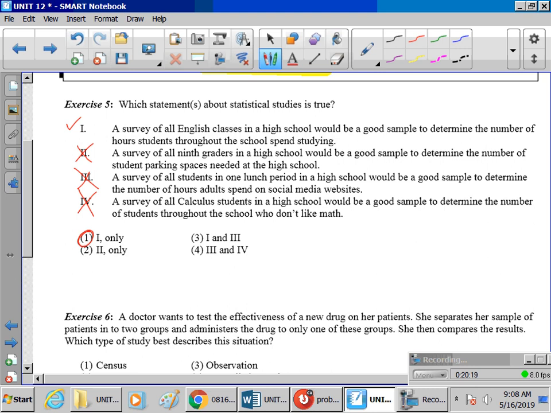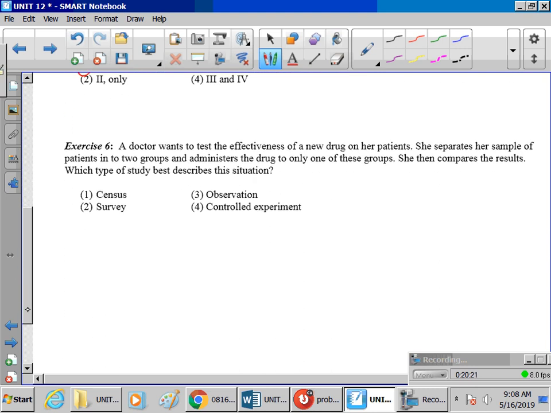Okay, looking on to exercise 6. A doctor wants to test the effectiveness of a new drug on her patients. She separates her sample of patients into 2 groups and administers the drug to only these groups. She then compares the results. Which type of study best describes this situation?